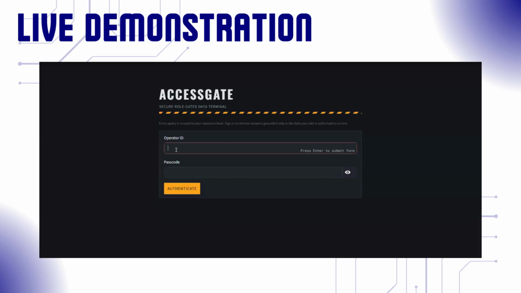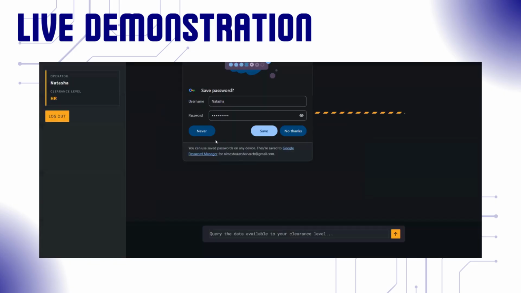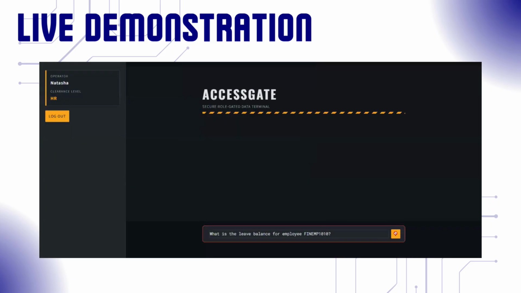So thirdly and finally, we are going to use Natasha, and we are going to use the password here and access our AccessGate and ask an HR related question from our system. So here you can see we are going to ask one question related to the HR department. Natasha will get the answers.